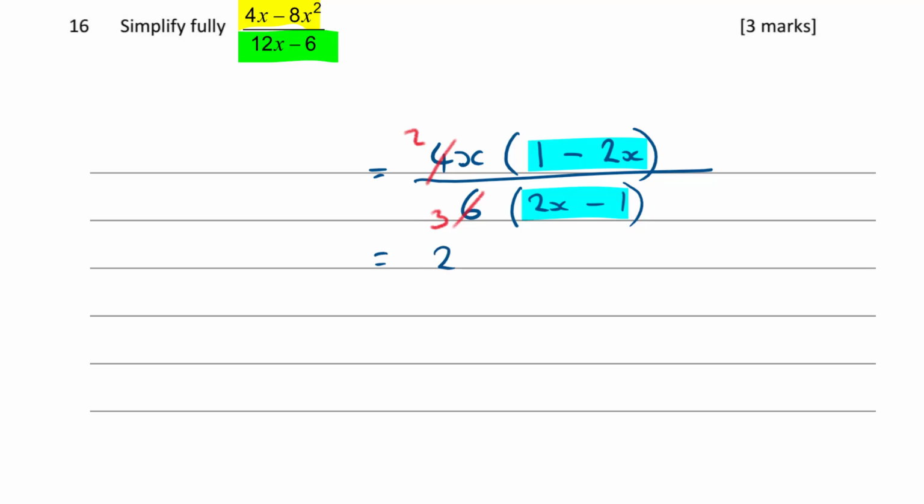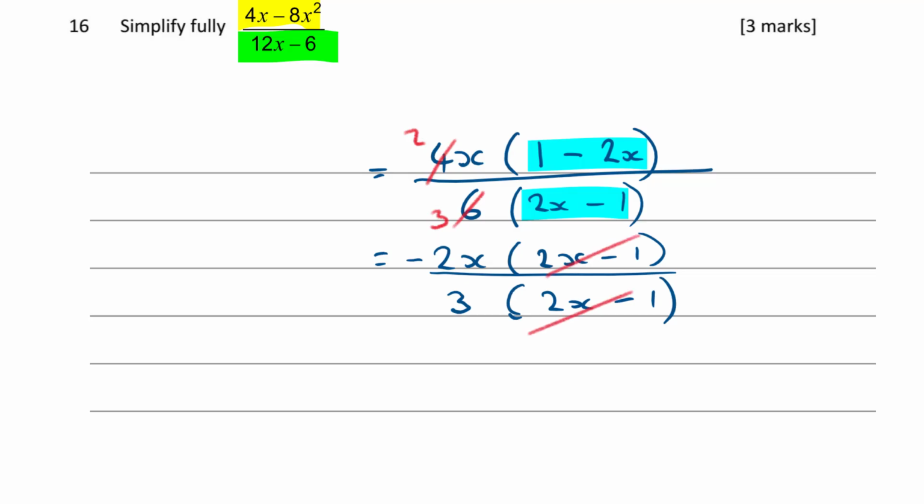So I've still got 2x on the outside of the bracket and 3 underneath. But if I factorize minus 1 out of 1 minus 2x, minus 1 times 1 would be minus 1, and minus 1 times 2x would be positive 2x. So like I say, I have the effect of flipping these two terms around. So I'm going to get, rather than 1 minus 2x, 2x minus 1. And then that will match up with my 2x minus 1 on the bottom. And then I can cancel that with that.